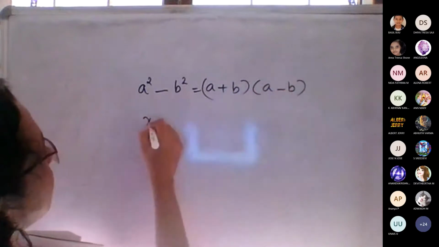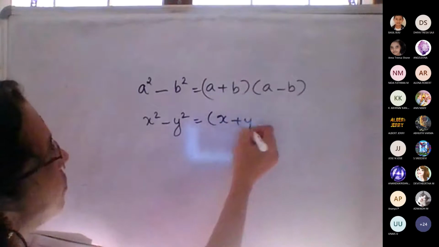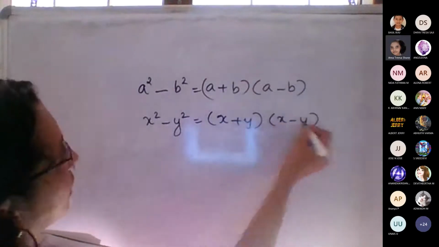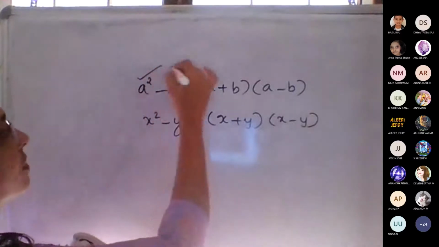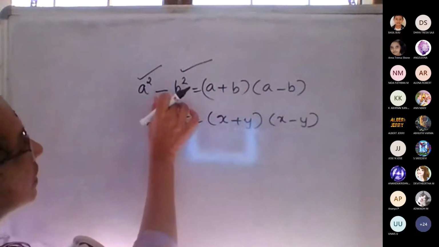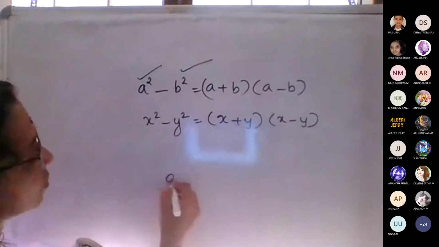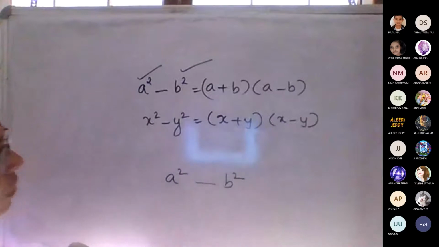Or either we can write it as x square minus y square is equal to x plus y into x minus y. Difference of two squares. So which are the two squares? A square and b square. Difference of these squares means a square minus b square. So a square minus b square is a plus b into a minus b.